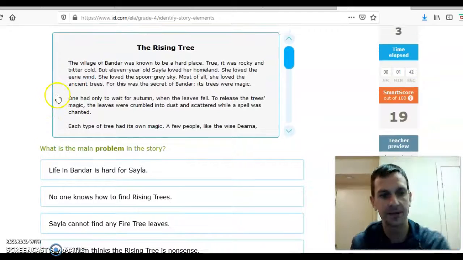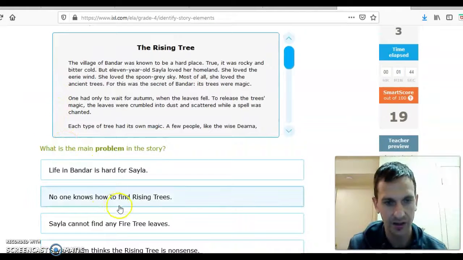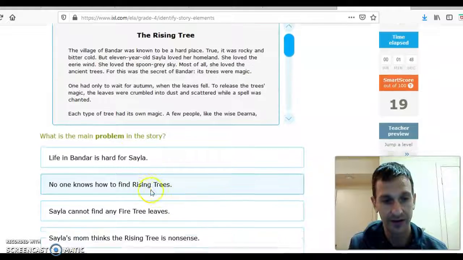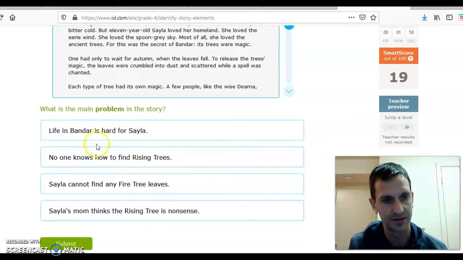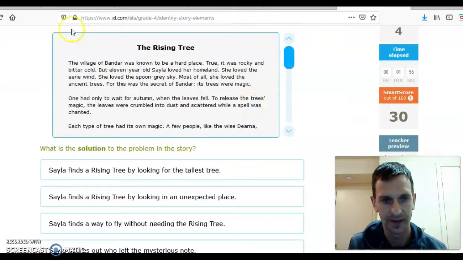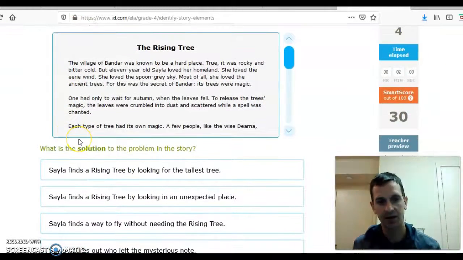What's the main problem? What's the main conflict? Life is hard. No one knows how to find the trees. Without reading through it, she cannot find any trees. I'll take a stab here. So, problem, solution: what's the conflict and what's the resolution? See, this is how all of our story elements play into what we need to know for our test.